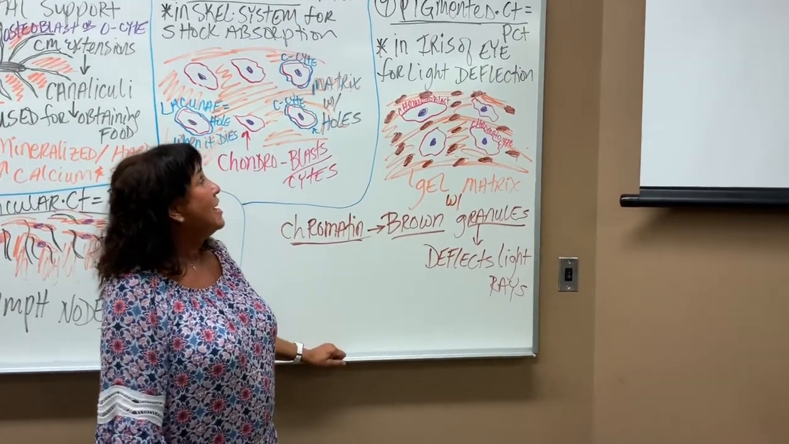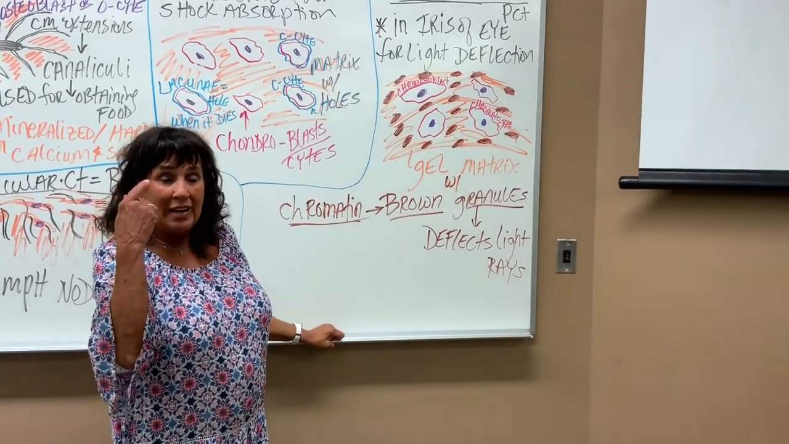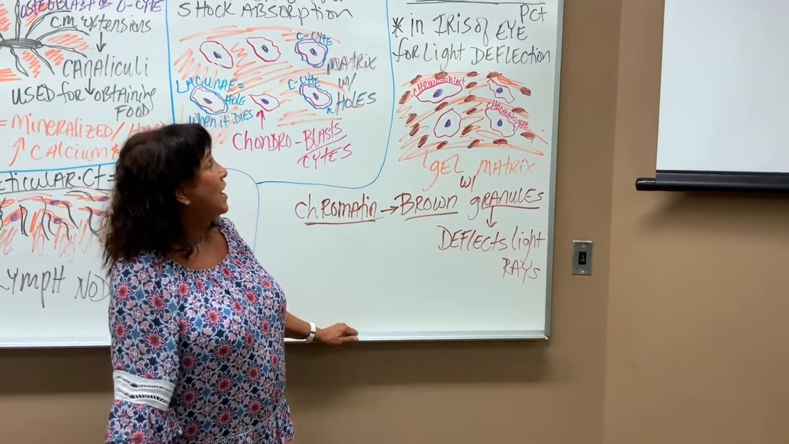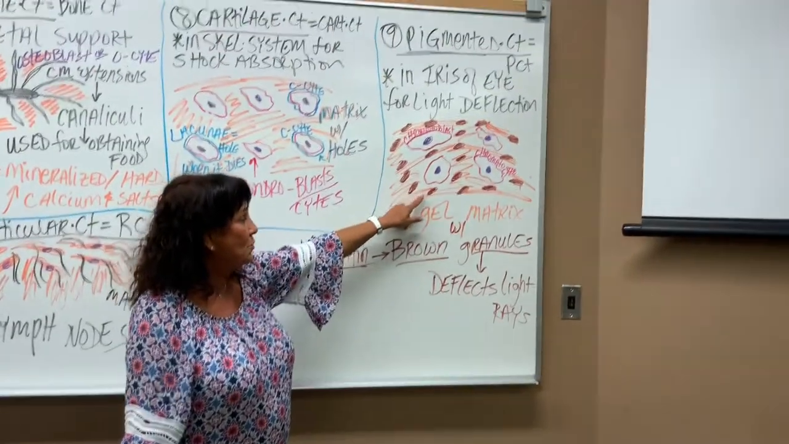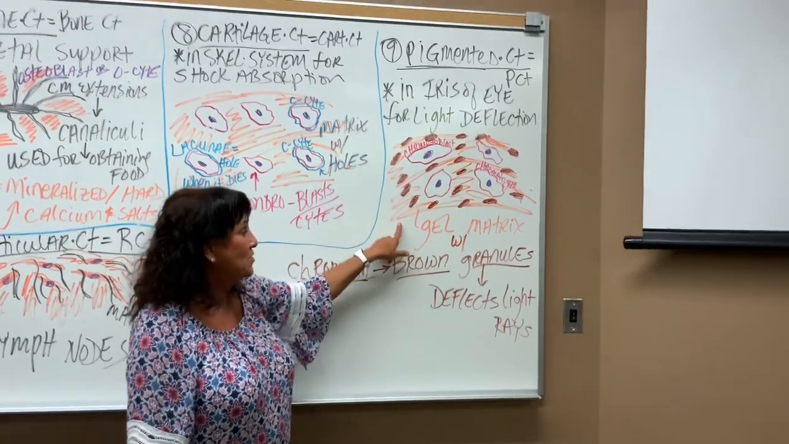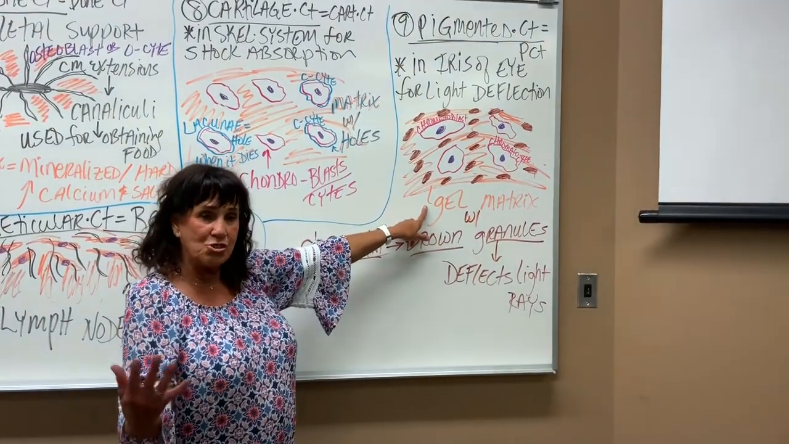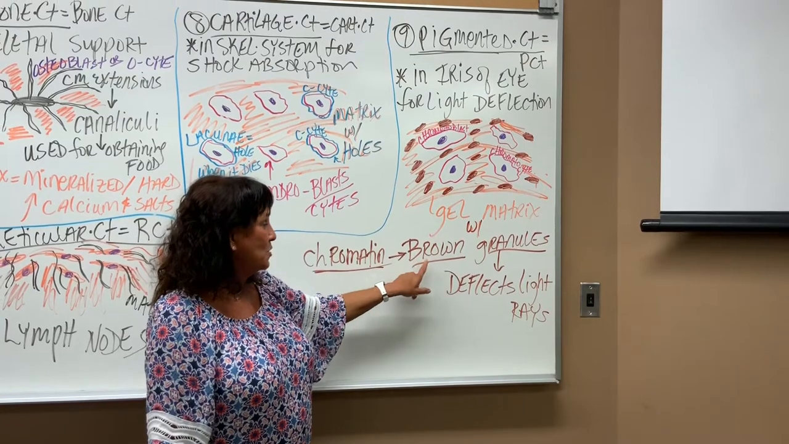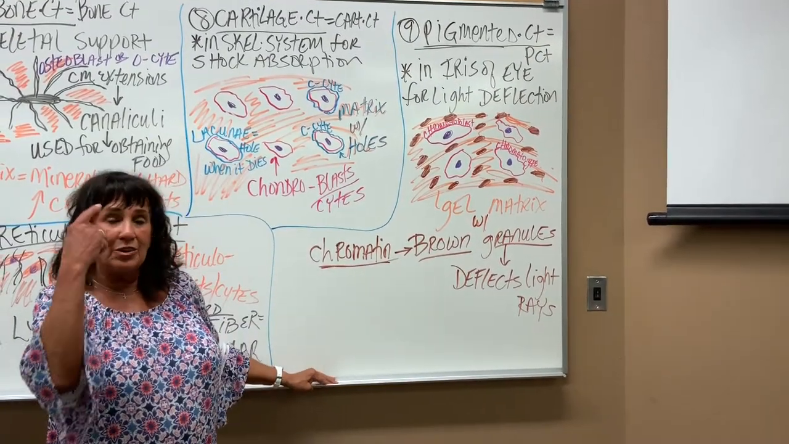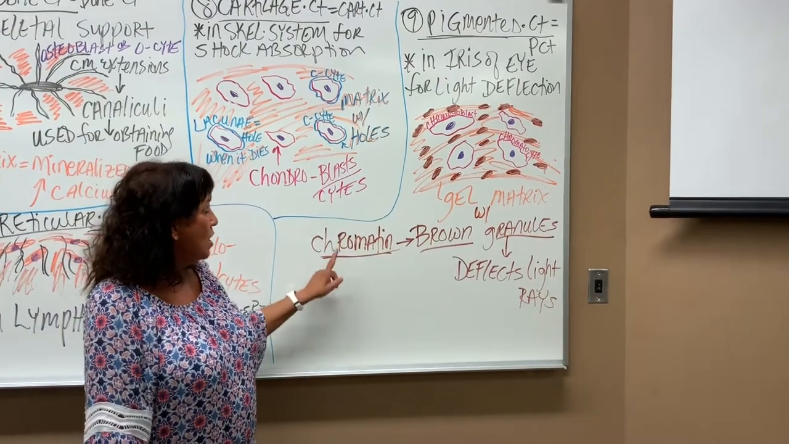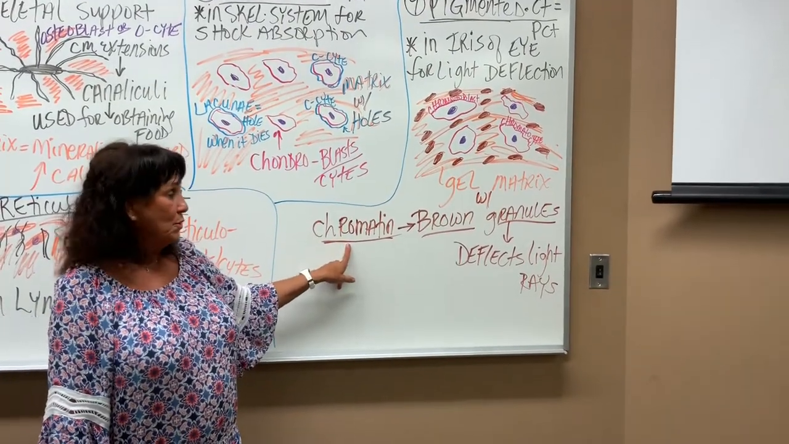Pigmented CT, it's in the iris of the eye. It gives your eye color. And so basically, it has pigment granules, protein granules out here in the matrix. The gel, it's a gel-like matrix, and it's got these brown granules. And what do we call the brown granules in your eye, in this connective tissue? We call it chromatin granules, chromatin.